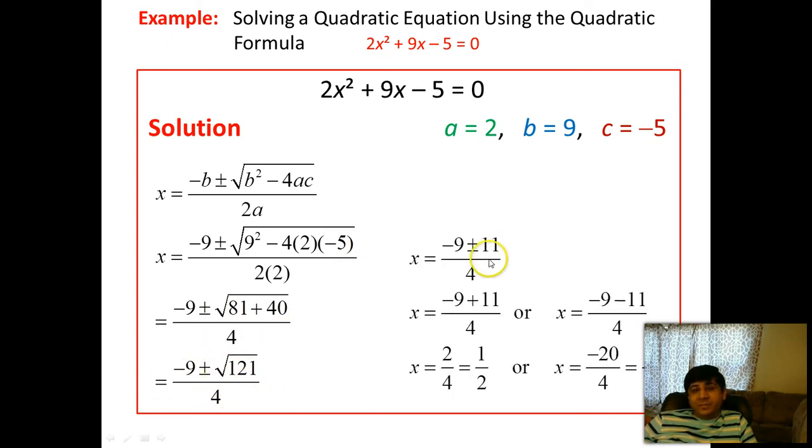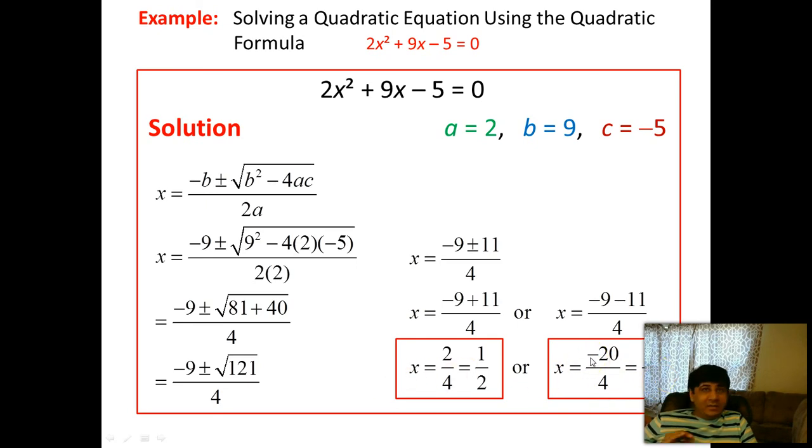Simplified further, 121 is a perfect square of 11. So we can pull it out. The square root is gone. So our two solutions are minus 9 plus 11 over 4 or minus 9 minus 11 over 4. If you simplify it further, you get one solution as 2 over 4 or 1 over 2. Second solution we get minus 20 over 4 or minus 5. These are our two solutions.